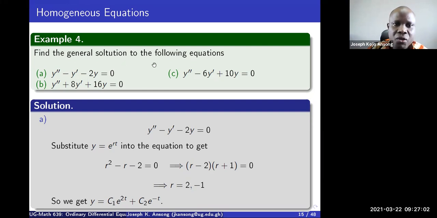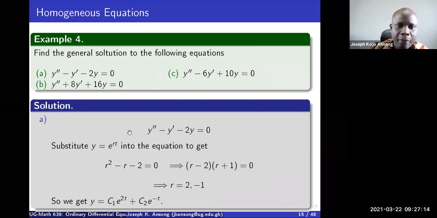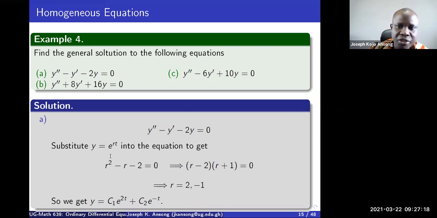So find a general solution to the following equation: y prime prime minus y prime minus 2y equals 0. B is given by this. C is this equation. We want to solve it. So if we take A, once again, if we assume that our solution is given by this exponential e to the rt and we plug it into this equation, we're going to get a characteristic equation, which is given by this, r squared minus r minus 2 equals 0.